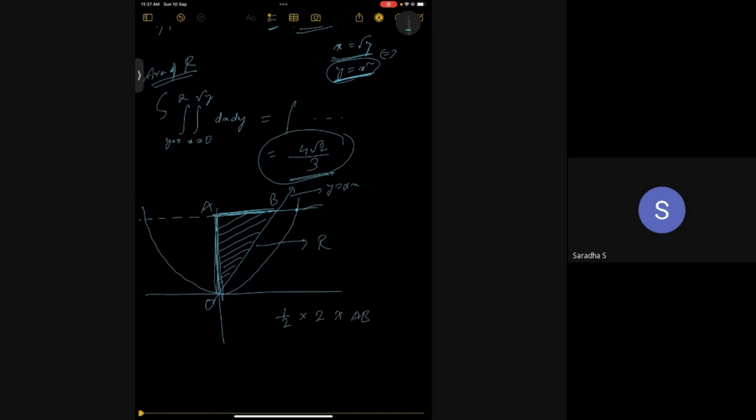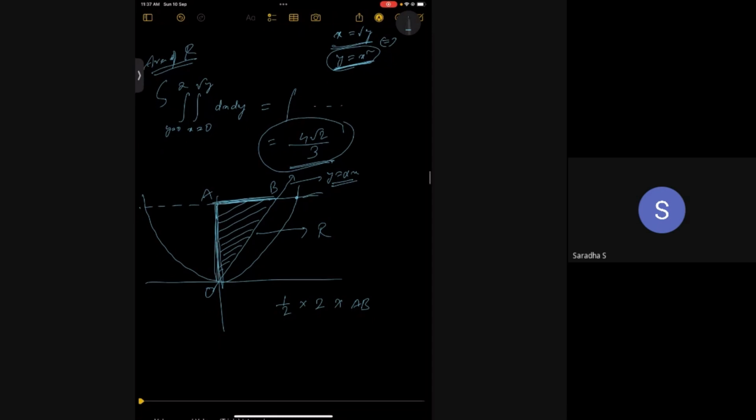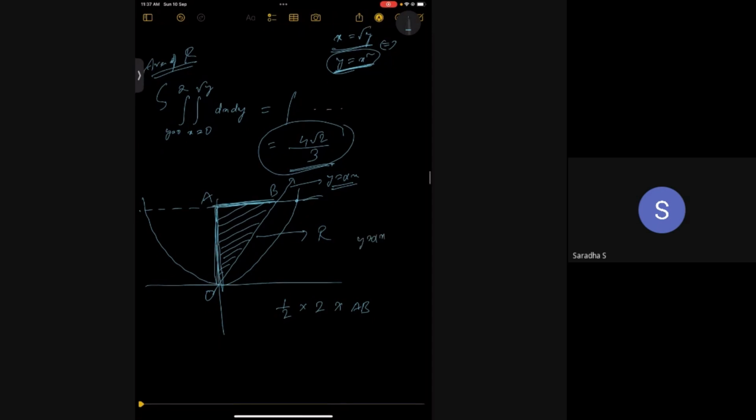What is AB? AB is given by the x coordinate of the intersection of this line y equal to alpha x and y equal to 2. So y equal to alpha x, so put y equal to 2, because this was y equal to 2, right? If you substitute y equal to 2 here, then you get x to be 2 by alpha.